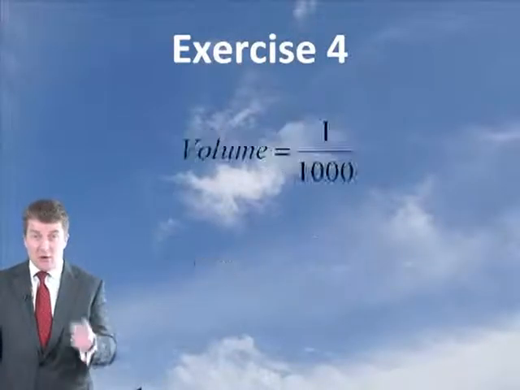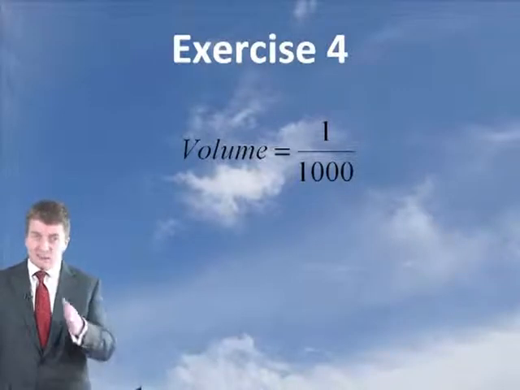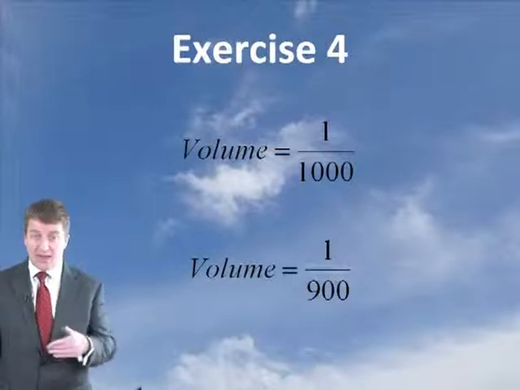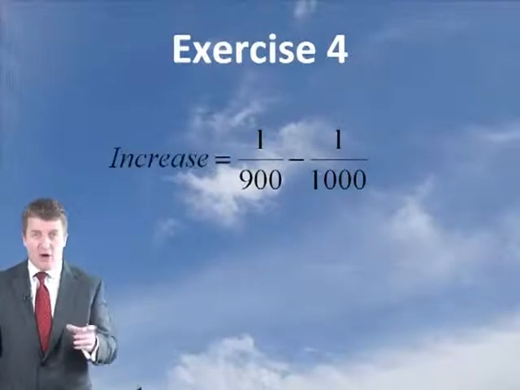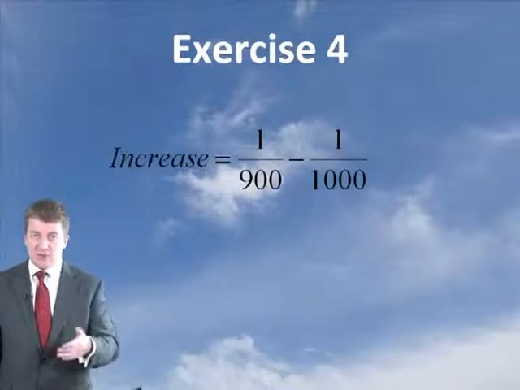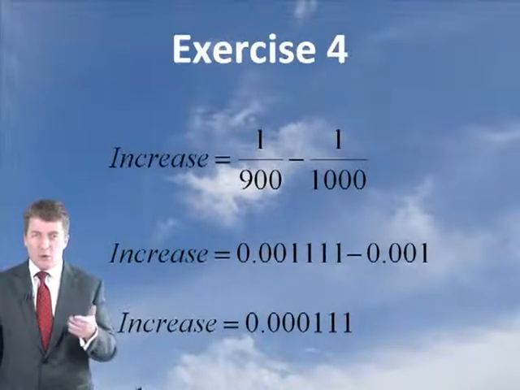Now we know that at 0 degrees C, the volume of 1 kilo is 1 divided by 1,000. And at 100 degrees C, the volume equals 1 divided by 900. Therefore, the increase in volume is 1 divided by 900 minus 1 divided by 1,000. It comes out at 0.000111. Do you understand? We can work out the increase by knowing the density difference. And the increase is 0.000111.